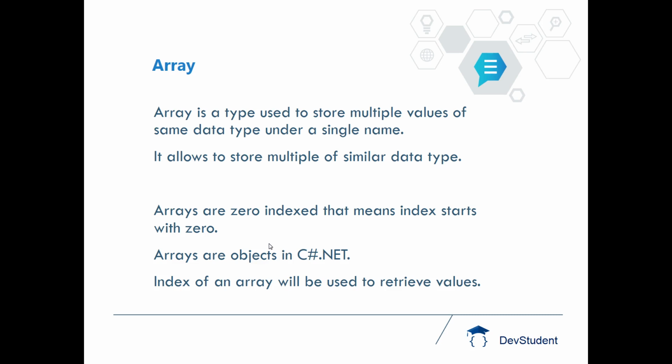That means if you are storing values inside an array, they are stored in heap memory because arrays are objects in C#.NET. Index of array will be used to retrieve values. If you want to retrieve any values present inside an array, you can use their index number to retrieve the specific values from an array.